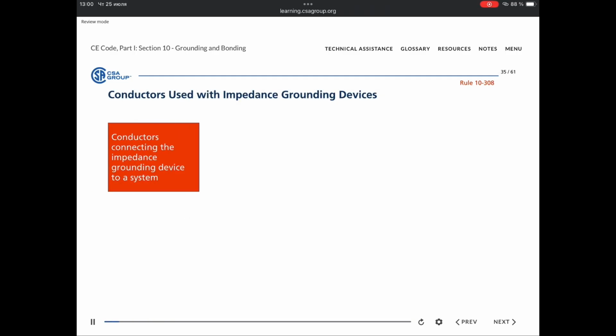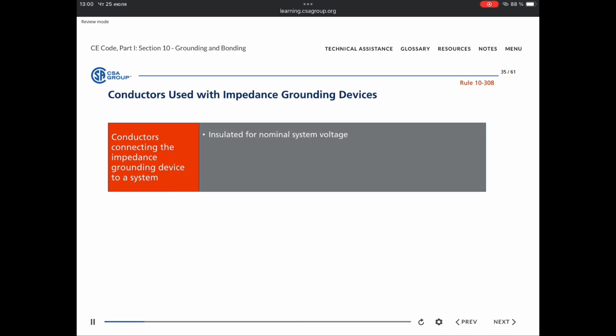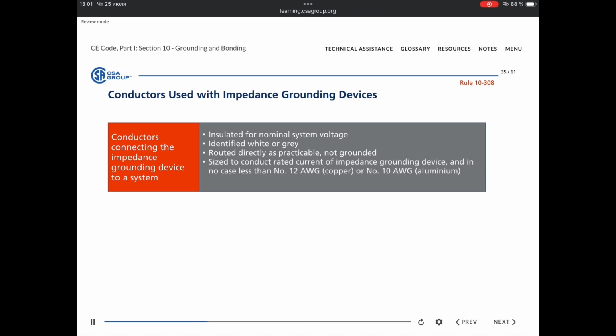Conductors connecting the impedance grounding device to a system are required to be insulated for the nominal system voltage, identified as white or gray, routed as directly as practicable, not to be grounded, and sized to conduct the rated current of the impedance grounding device, and in no case less than number 12 gauge if of copper, or number 10 gauge if of aluminum, and be protected from damage mechanically or by location.